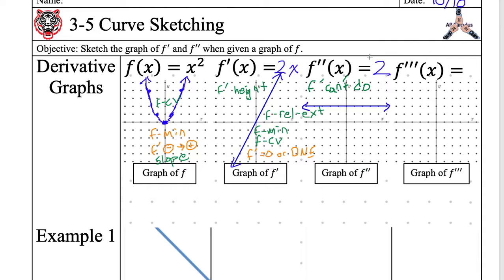Let's go ahead and just take the derivative yet again. When I take the derivative of 2, it turns into 0. There it is, 0. Graph that. What does that look like? There it is. And again, you can't look at F prime because we are way too deep.